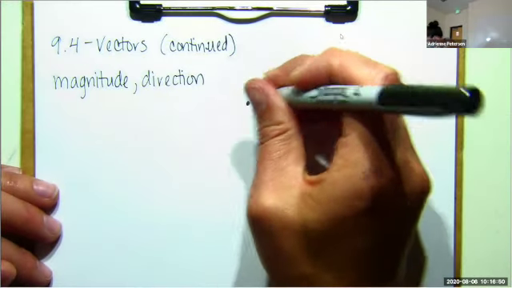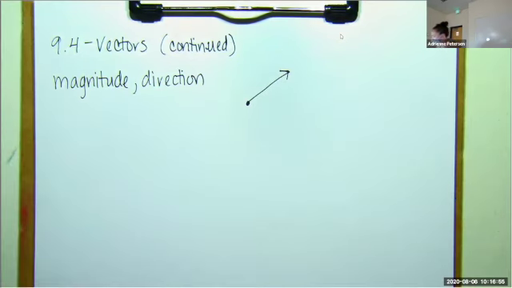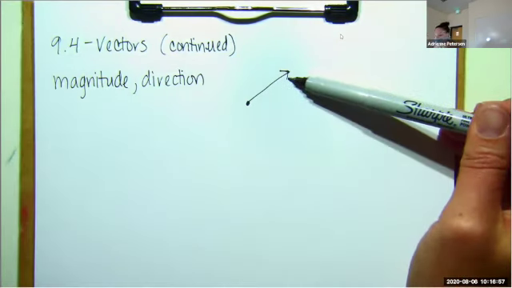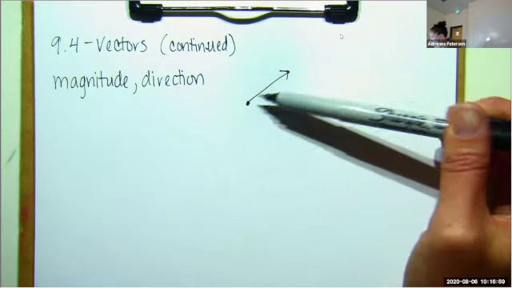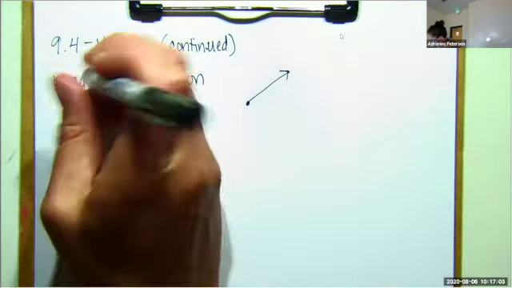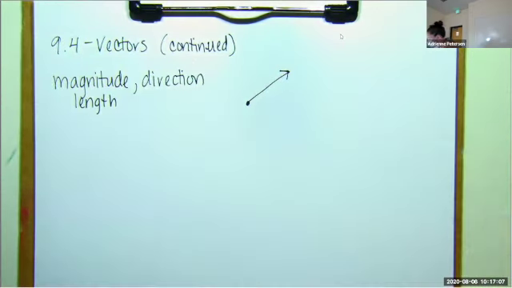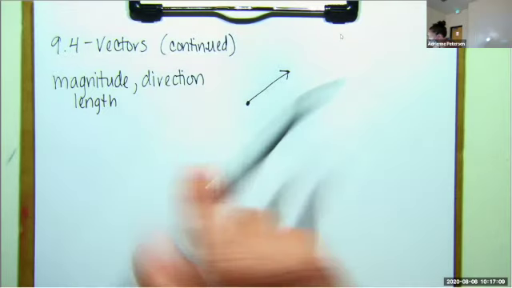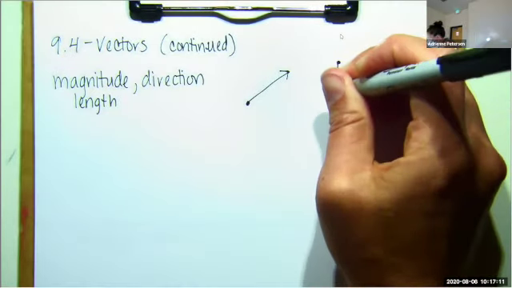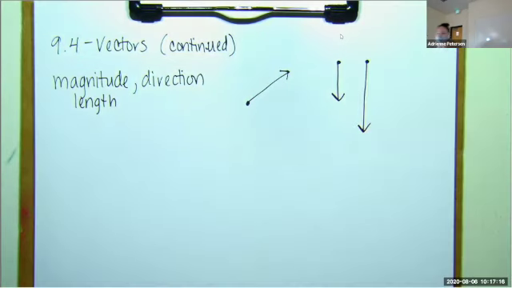Okay, so in last class we saw we represented a vector with an arrow. And this arrow does not continue towards infinity. This is the end of the arrow. So the length of the vector tells the magnitude. And then the direction is given by the arrow. Okay, so this is something that's moving upwards. Here's something that's moving downwards. And if we have a vector that is longer, it has a greater magnitude.